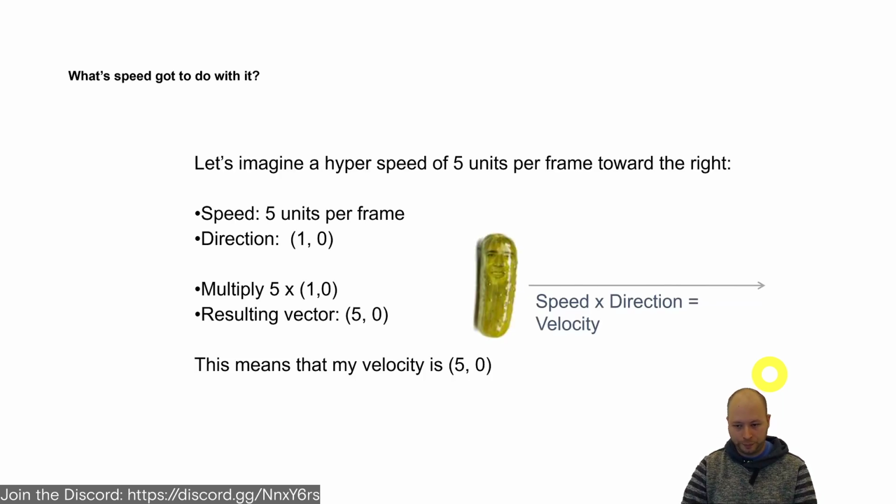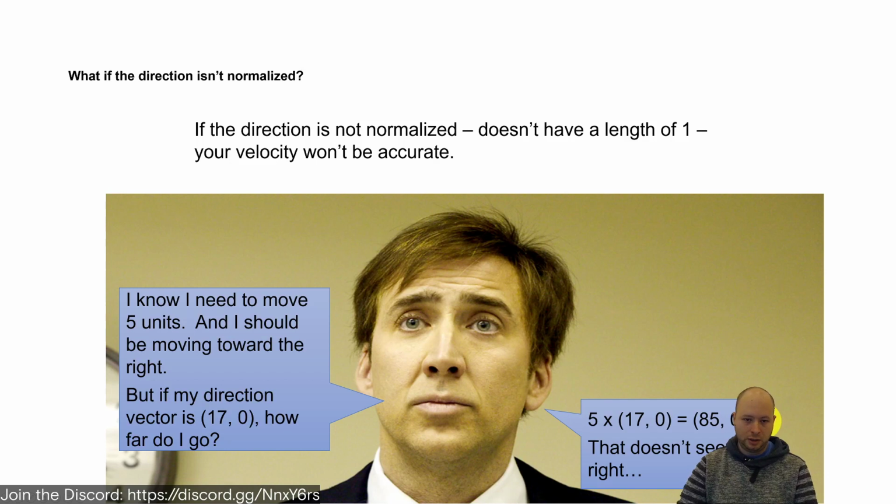And so imagine that your speed is 5 units per frame, and your direction is 1 on the x-axis, meaning you're looking straight down the x-axis. You would multiply (1, 0) by 5, and your resulting vector would be (5, 0). And so for that frame, you'd move 5 units on the x-axis. That's the idea there.